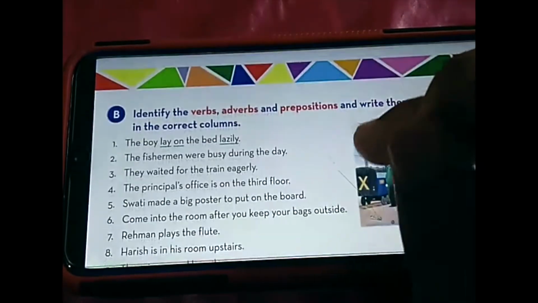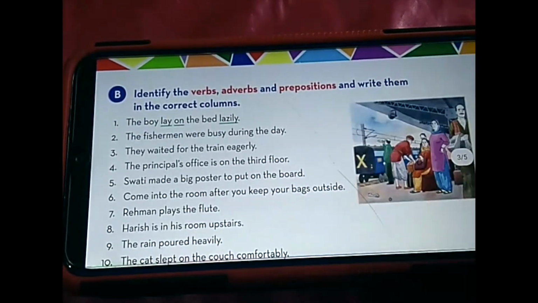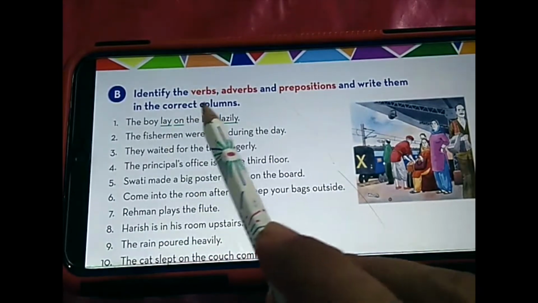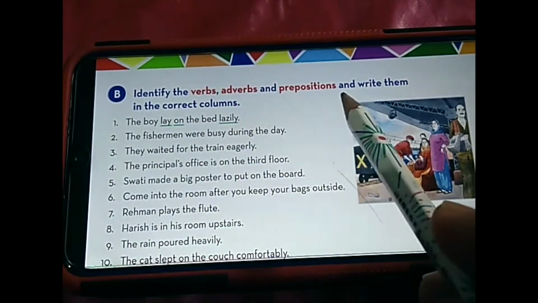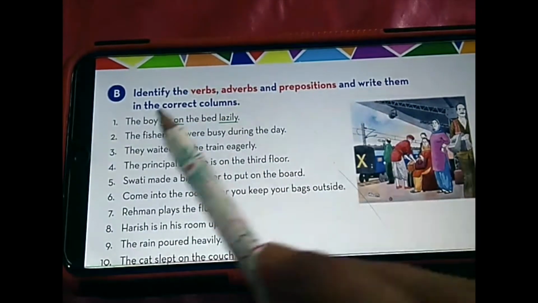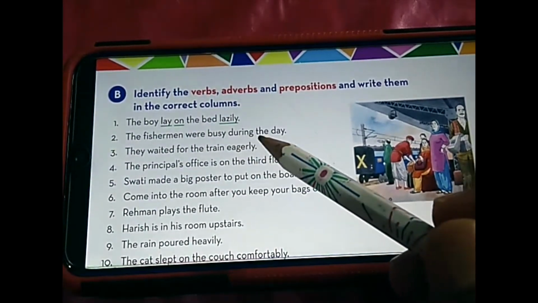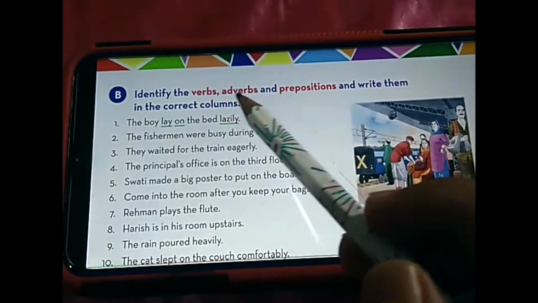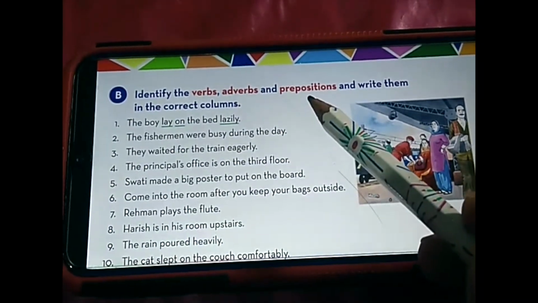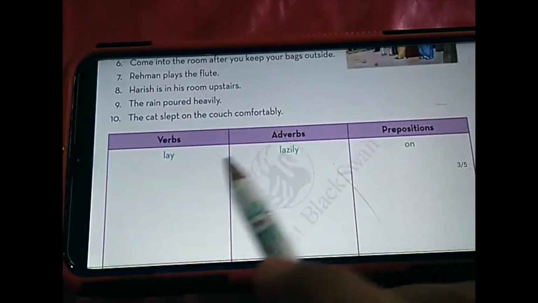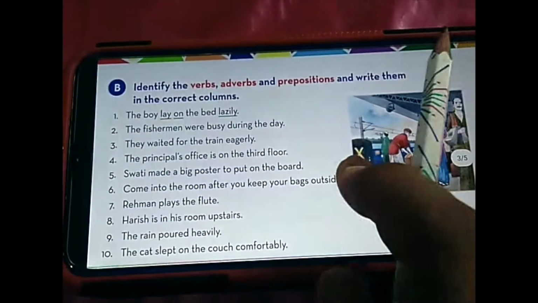Now let us see the next question. The next question says: identify the verbs, adverbs and prepositions and write them in their correct columns. So it is a similar question, but here you have to find verbs, adverbs and prepositions and then write them in their given columns. Okay. So let us see the first one.